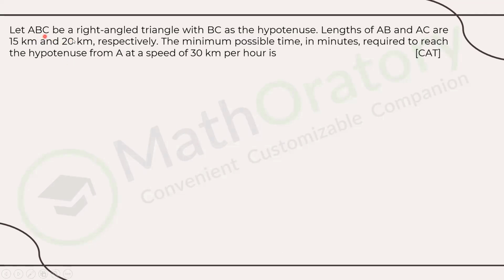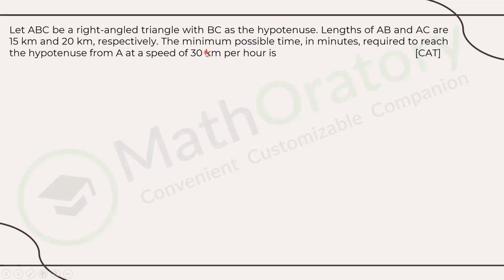So we have ABC, a right angle triangle with BC as the hypotenuse. Lengths of AB and AC are given to us. Now we are looking for the minimum possible time in minutes required to reach the hypotenuse from A at a speed of 30 km per hour. So think about the question for a minute. What is the objective here? We are looking for the minimum possible time to travel from A to the hypotenuse with a particular speed, right?